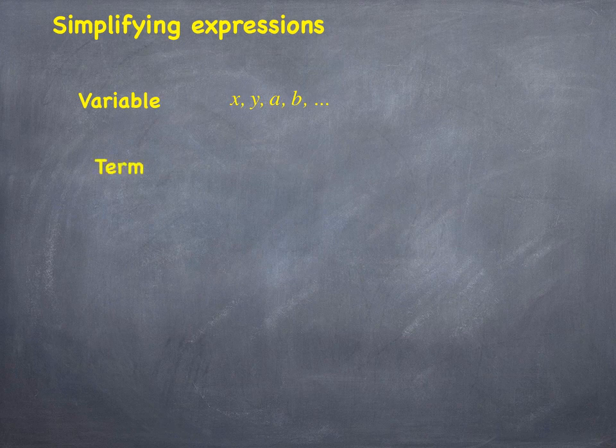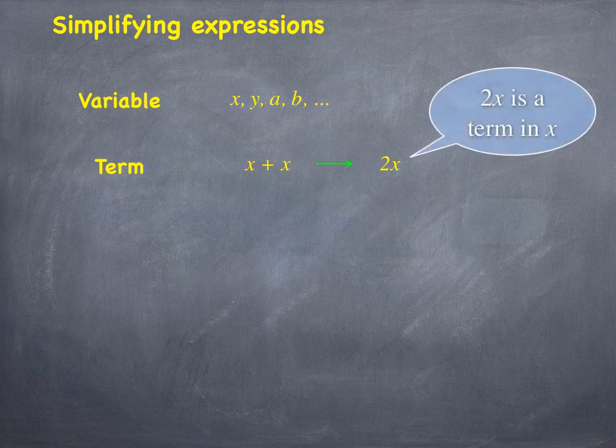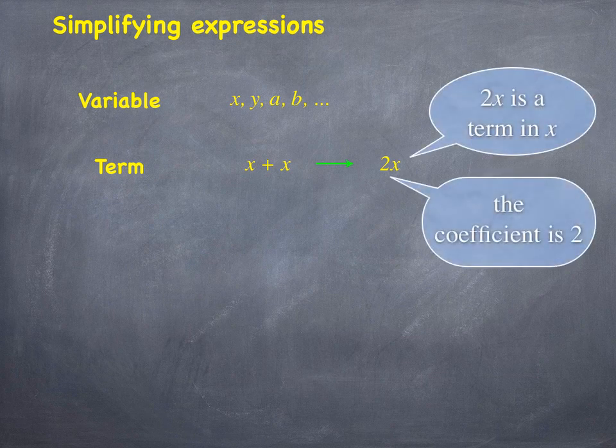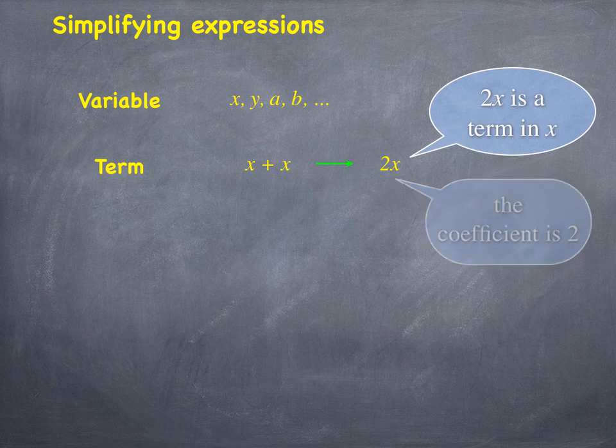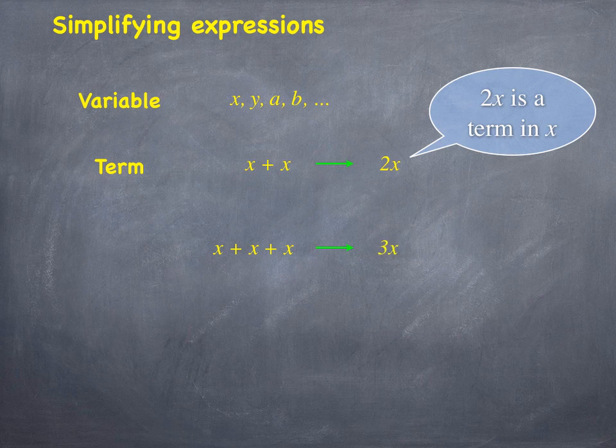Next comes a term. If you take an x and add it to another x, you get 2x. This is a term. It's known as a term in x, and here the number in front of it, the 2, is known as the coefficient. The coefficient simply tells you how many x's there are. Add 3 x's together and you get 3x. Again, the term type is x, and this time the coefficient is 3.